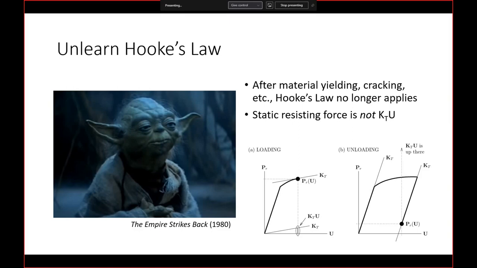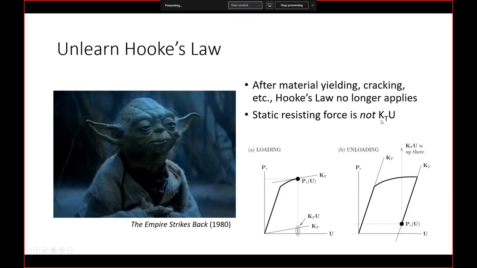Another thing with nonlinear structural analysis is, forget about Hooke's law for a little bit. Unlearn what you have learned, like Yoda. You probably haven't seen Bull Durham, but I'm sure you've seen The Empire Strikes Back from the early 80s. But Hooke's law doesn't apply. Your static resisting force at the structural level is not the tangent stiffness times the displacement. That can lead to some pretty big errors in interpretation of your results. So just forget about Hooke's law.